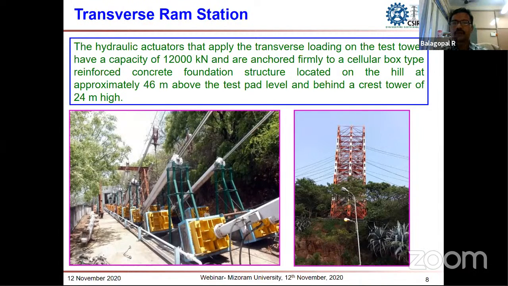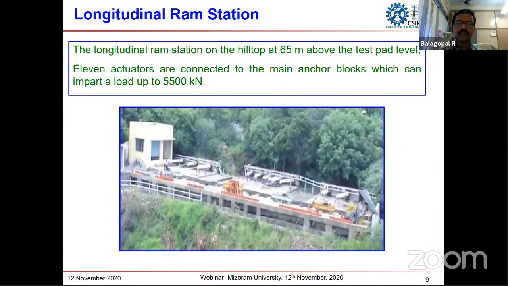Since the clients will prefer to test our testing towers in our test bed, this is the longitudinal ram station. It is located on a hillock of 65 meters. Here, up to 550 tons of load can be applied through this longitudinal ram station. This longitudinal ram station is to simulate the broken conductor load on the transmission towers.